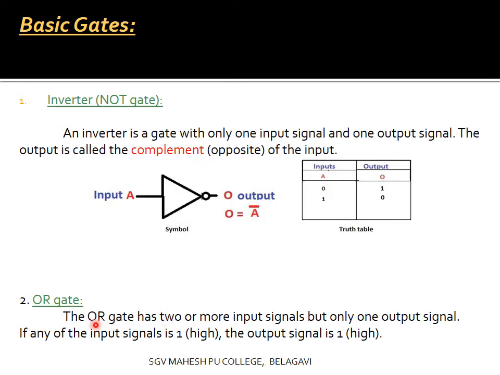Now let's see what do you mean by an OR gate. OR gate has two or more input signals but produce one output signal. OR gate is nothing but when we add two input signals to produce one output. But the truth table says that if any of the input signal is high, that is 1, then output will be high. In other cases, it would be low.